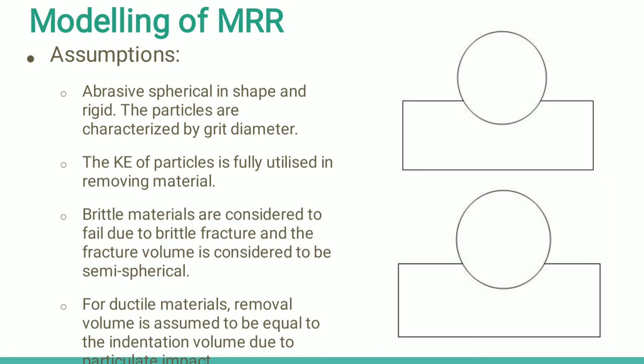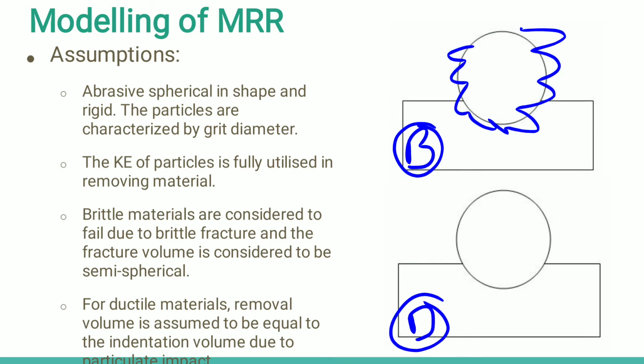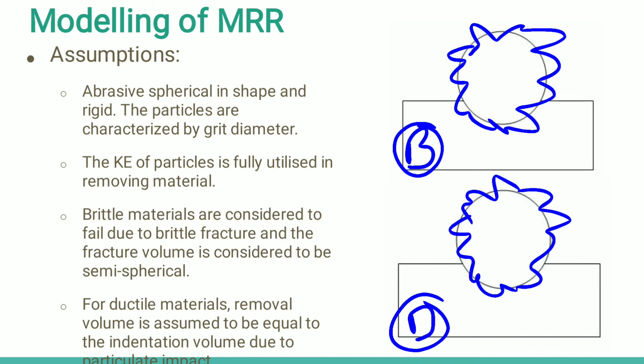Okay, so these are the two figures that I'm using. This is the workpiece of the brittle material, and in this case the material is ductile. Now this is the average spherical size we are considering for these abrasive particles, and these are the grits, of random shape, over the particle.